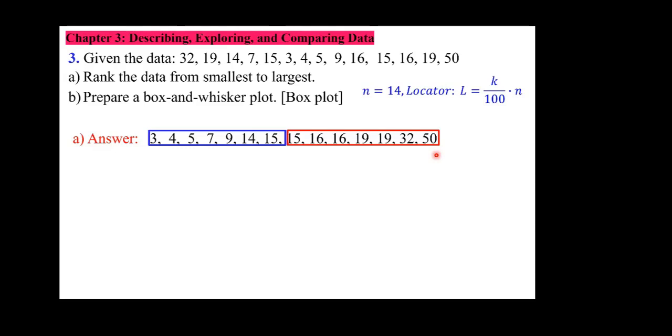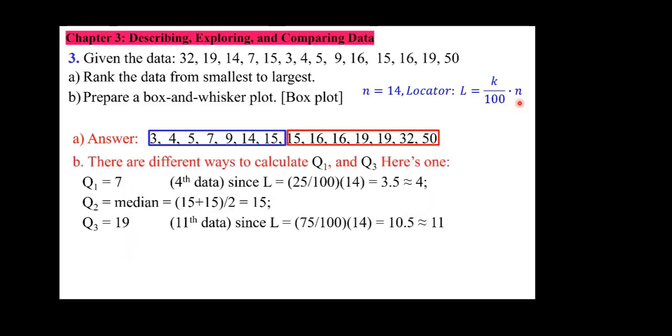If we want to go with the precise method, first you look at n. N is 14. You counted. There are 14 pieces. L is called the locator, k over 100 times n. Remember, Q1 in essence is 0.25, the first quartile. Q sub 2 is 50%, 0.5, and Q sub 3 is 0.75. Therefore, if we want to go with this method, Q sub 1 becomes 7, Q sub 2 becomes 15, Q sub 3 becomes 19 because of the following.